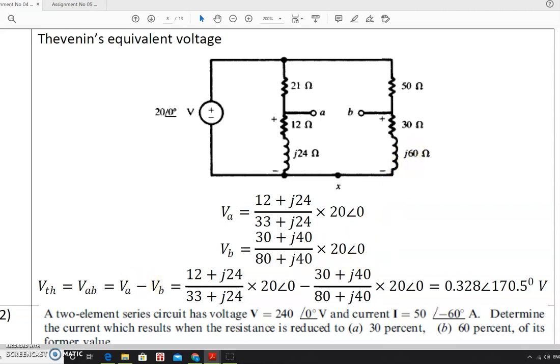So what is VTH? VTH is nothing but VA minus VB. So VA minus VB, with 12 plus j24, is the voltage VA minus voltage VB.